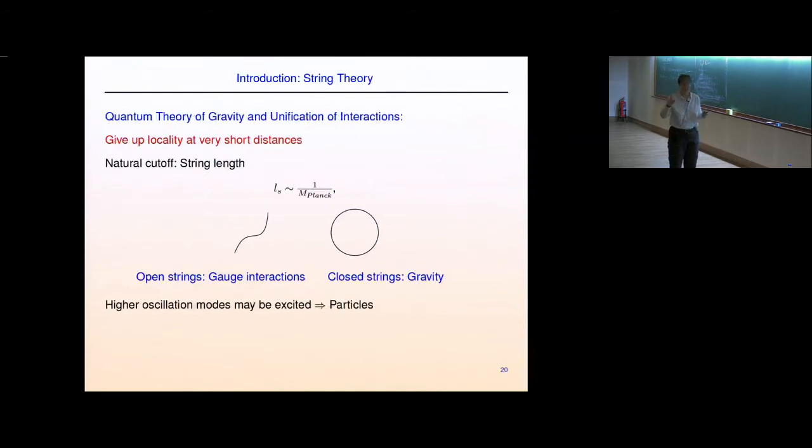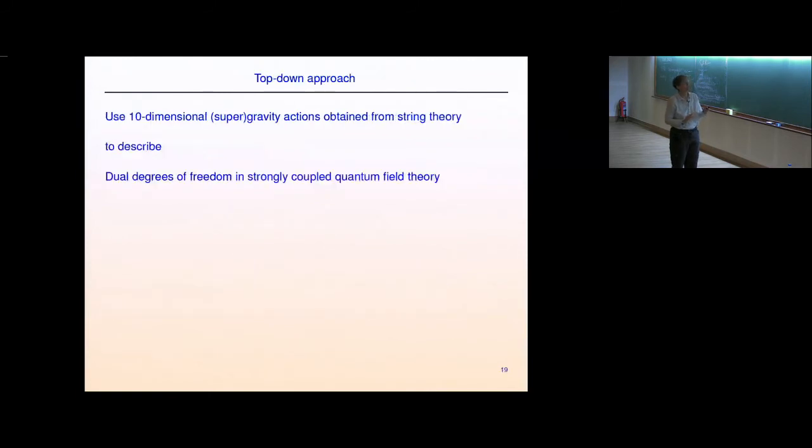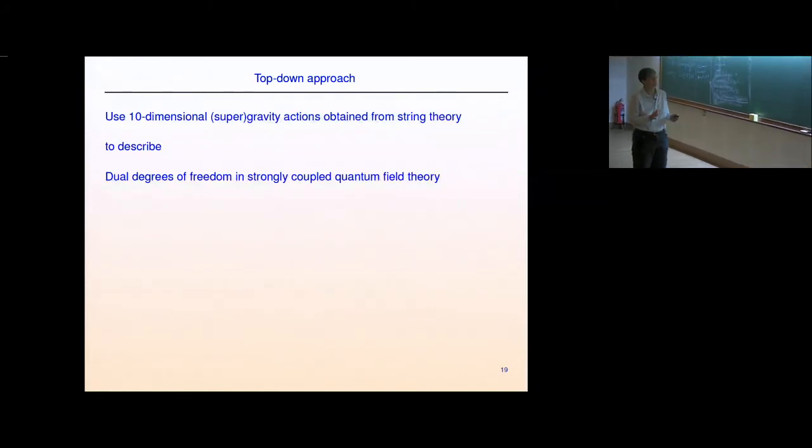Sorry. Good. I want to come to your question about why it is difficult to prove the correspondence. So everything I'm going to say now is in preparation of the answer to this question. Okay, so in this top-down approach, we use 10-dimensional supergravity actions obtained from string theory. So it's complicated, but it's well defined, to describe the dual degrees of freedom in the strongly coupled field theory.